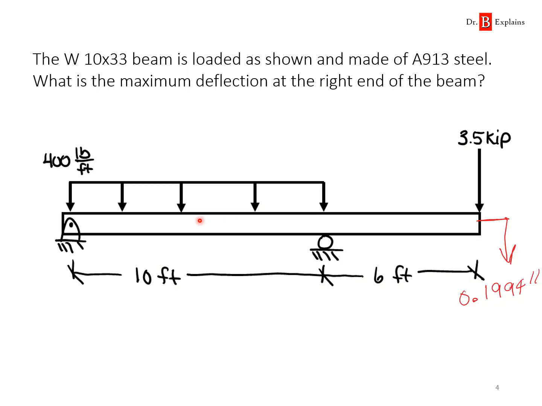All right, so we ran the numbers, and on this wide flange beam, this 400 pounds per foot distributed load and 3.5 concentrated load at the end of the right hand section of the beam ends up producing a 0.1994 inches downward deflection over here at the right end of the beam.